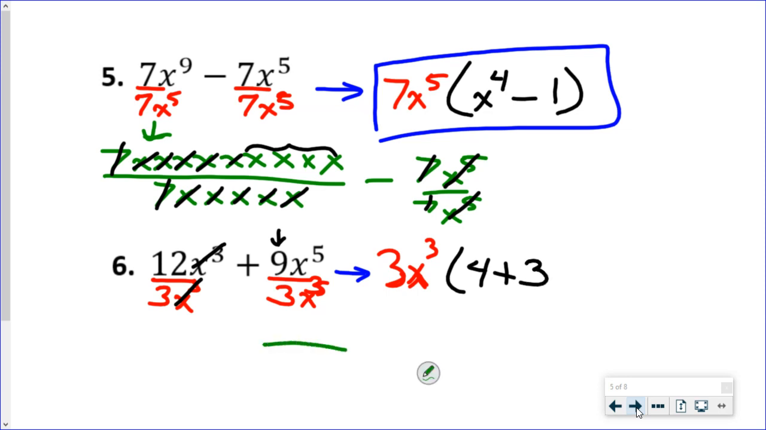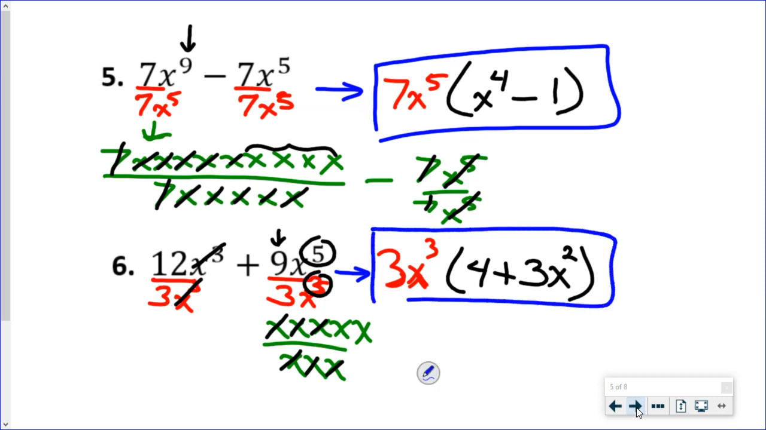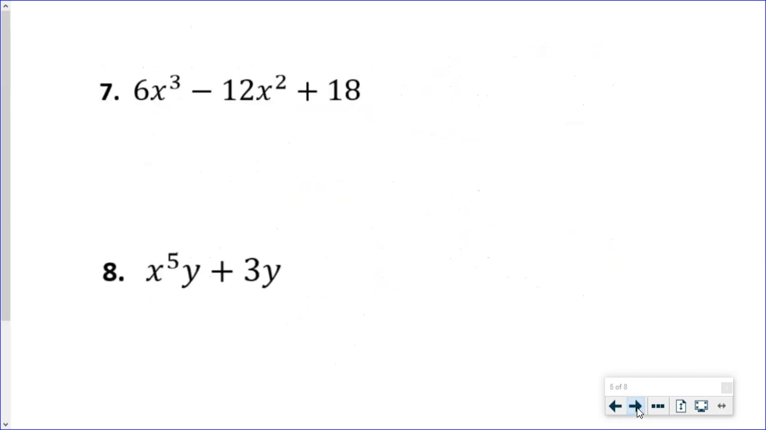We have 5 X's on the top and 3 on the bottom. And when they cancel out one at a time, I have 2 of them left. You should be noticing now 5 minus 3 is 2. 9 up here, 9 minus 5 is 4. That's what I want you to kind of see. So this is your answer. I know it's a little weird.